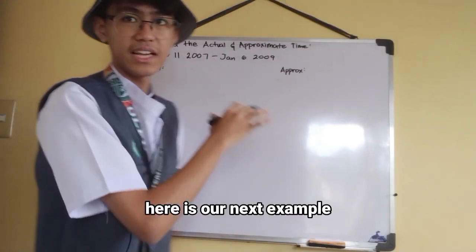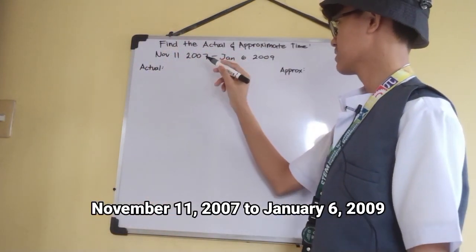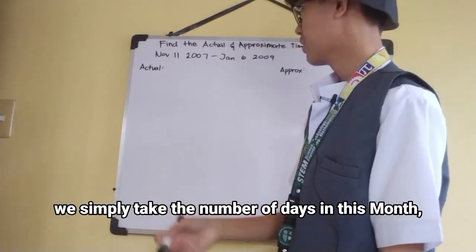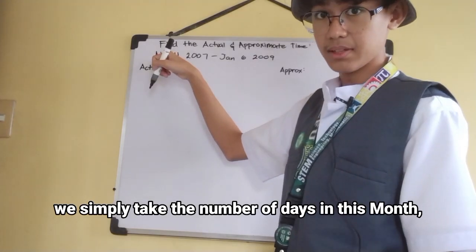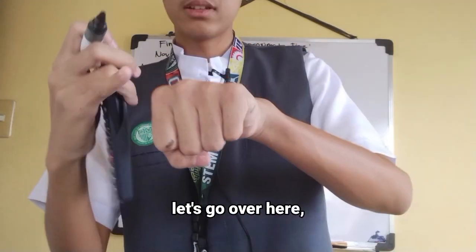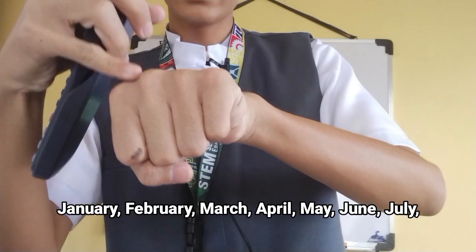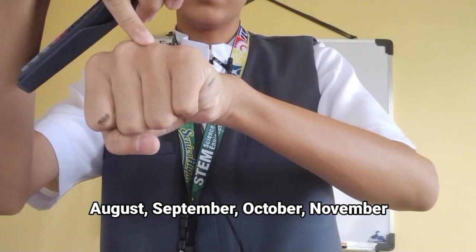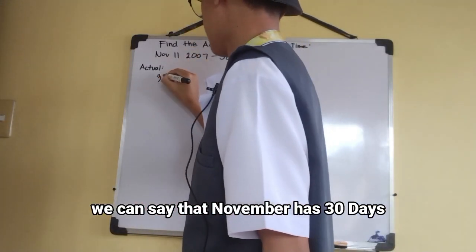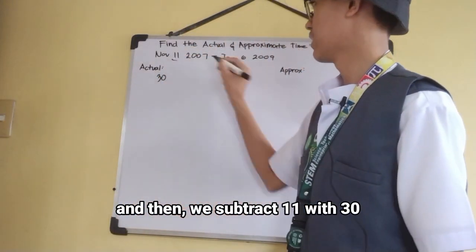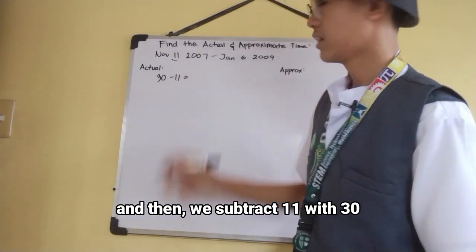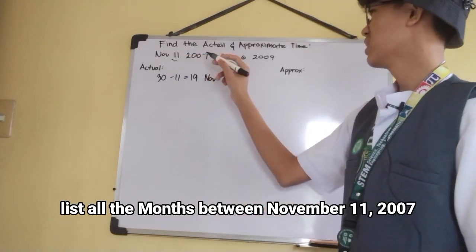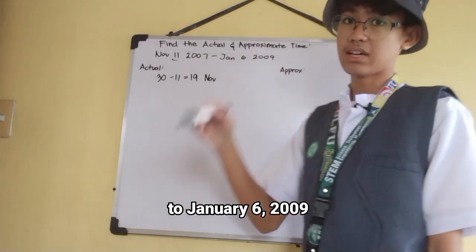So with that said, let's have an example, shall we? Okay, here is our next example: November 11, 2007 to January 6, 2009. Let's do the actual time first. We take the number of days in November by looking at our knuckles. January, February, March, April, May, June, July, August, September, October, November. We can say that November has 30 days. Then we subtract 11 from 30, and that will be 19.